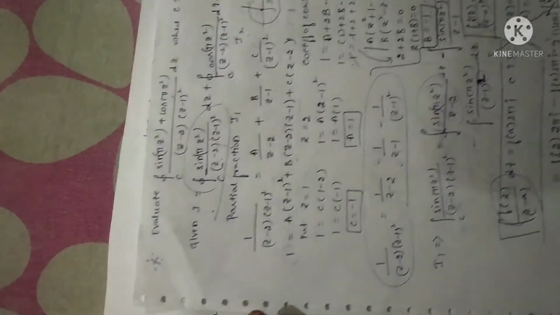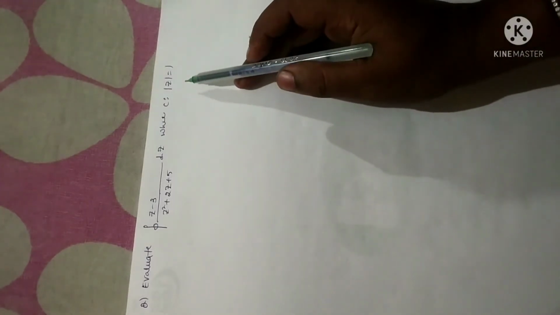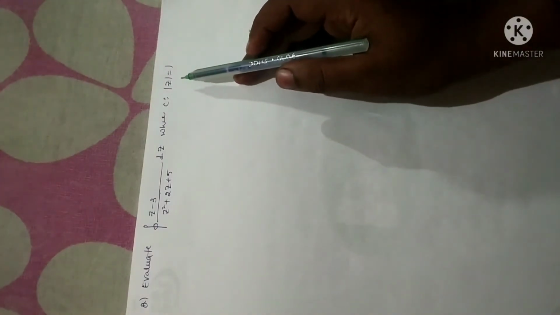Now let me solve one more problem. Here is the problem: the integral of (z minus 3) divided by (z square plus 2z plus 5) dz, where the curve is a circle given by mod z is equal to 1. Fine. Now let me evaluate.